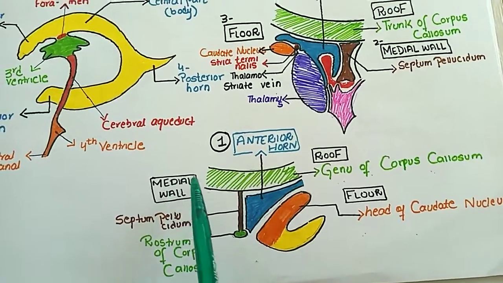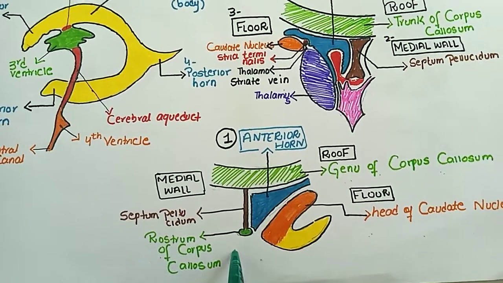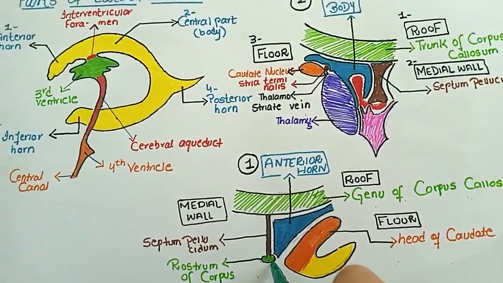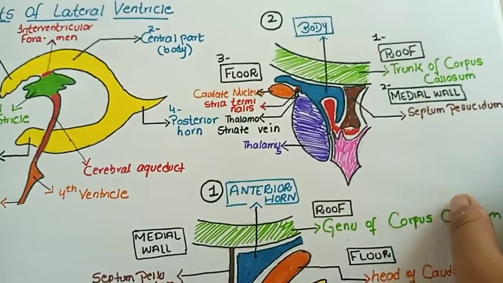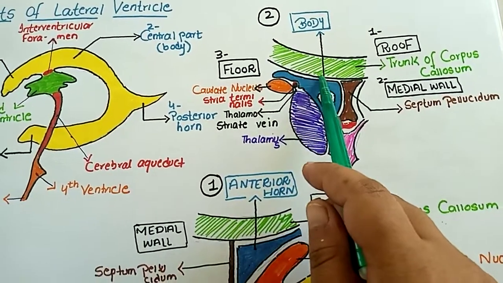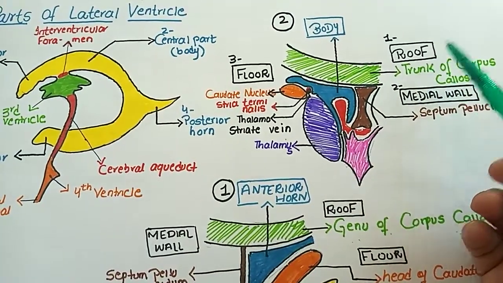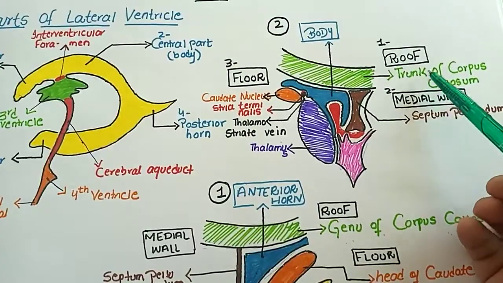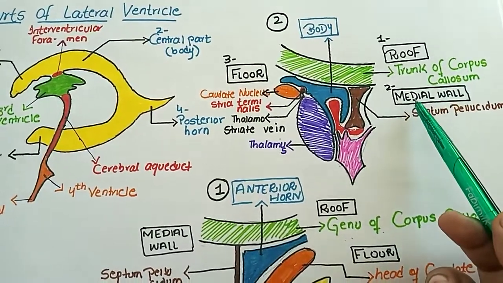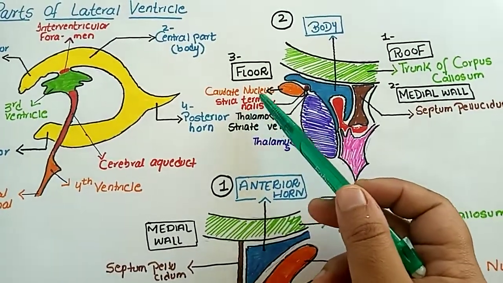So the medial wall of the anterior horn is formed by the septum pellucidum and the rostrum of the corpus callosum, which is the extension of the corpus callosum and is the thinnest part of it. Now I will explain the body, which is the central part of the lateral ventricle. The roof of the body is formed by the trunk of the corpus callosum, the middle part of the corpus callosum, and the medial wall, just like the anterior horn, is formed by the septum pellucidum, and the floor is formed by the caudate nucleus.